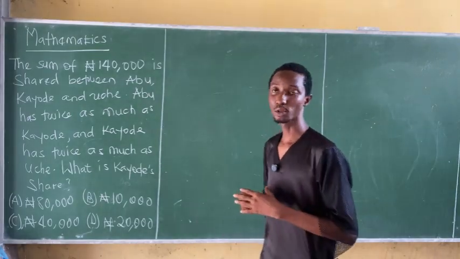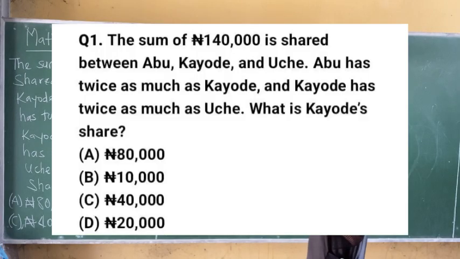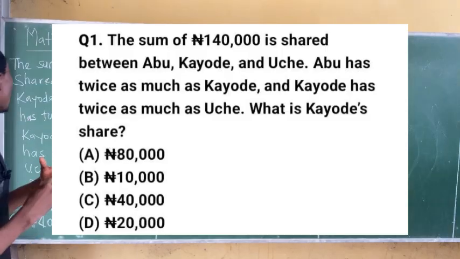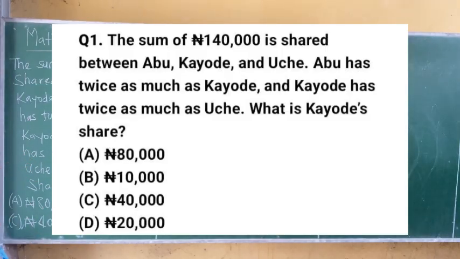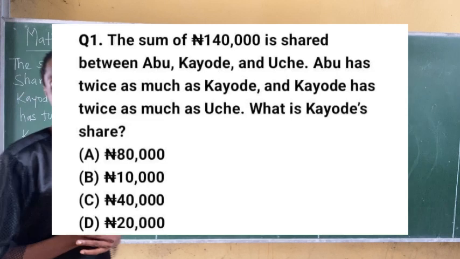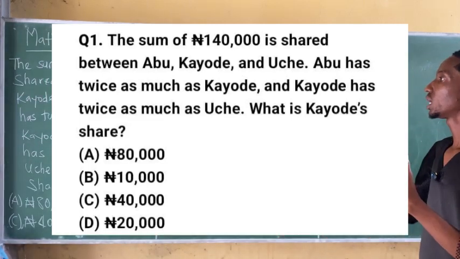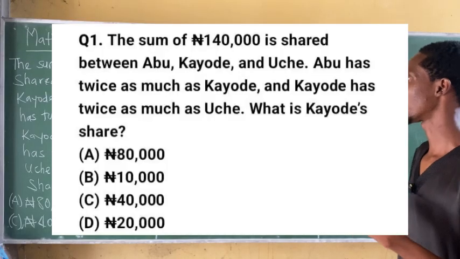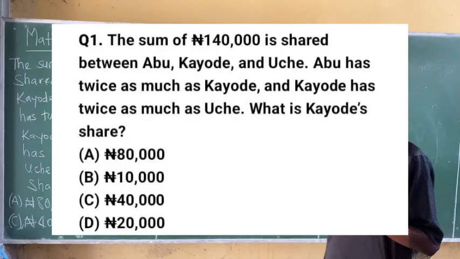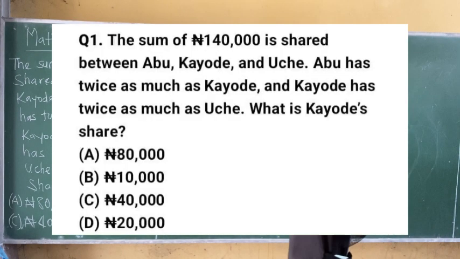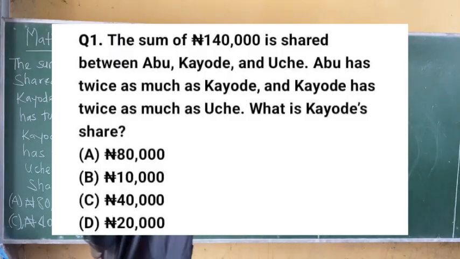The first question we have on the board says, the sum of 140,000 naira is shared between Abu, Kayode and Uche. Abu has twice as much as Kayode and Kayode has twice as much as Uche. What is Kayode's share? The sum of 140,000 is shared between Abu, Kayode and Uche. Abu has twice as much as Kayode and Kayode has twice as much as Uche.